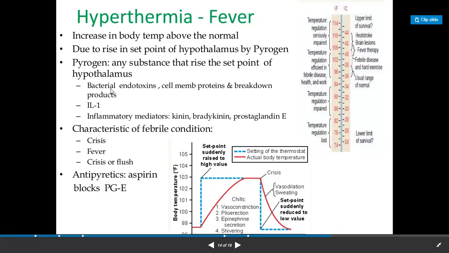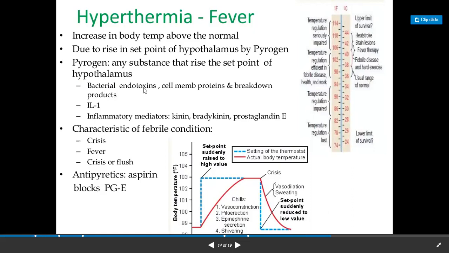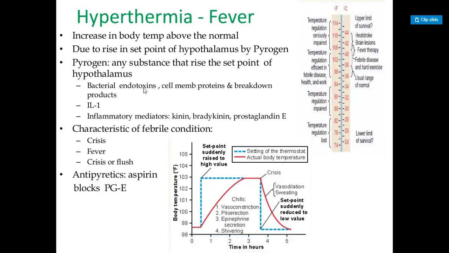Examples of pyrogens are bacterial endotoxins. When you have a bacterial infection, most times the person takes a drug, an antibiotic. That antibiotic goes to kill the bacteria, and once the bacteria is killed, it releases what is called an endotoxin. That endotoxin acts as a pyrogen, which increases your body temperature. So sometimes you could take an antibiotic and it causes an increase in temperature.